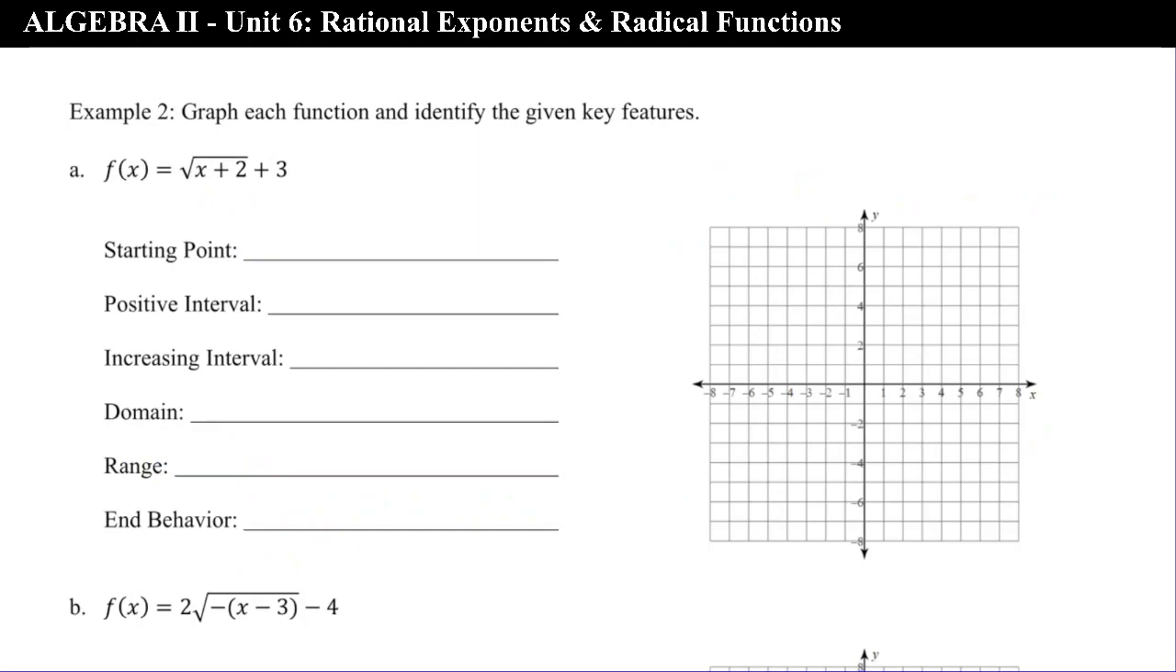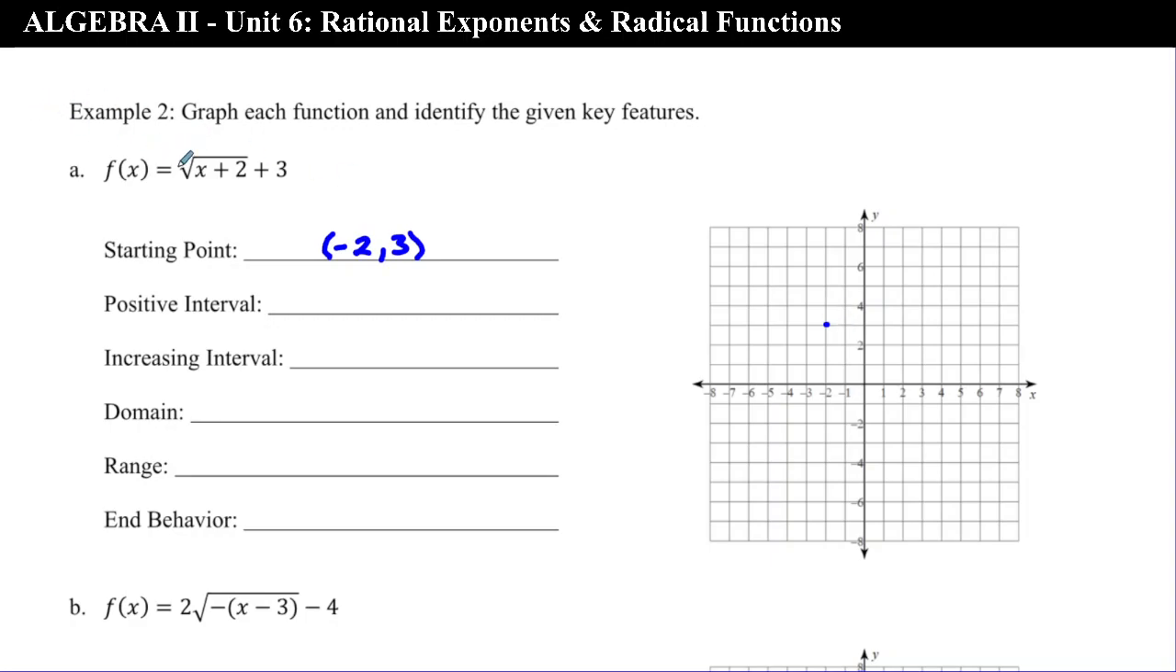All right, now let's talk about graphing a little bit. So first you need your starting point when you have a square root. So our starting point is (h, k). So here, h is -2 and k is 3. So we're going to go and plot (-2, 3).